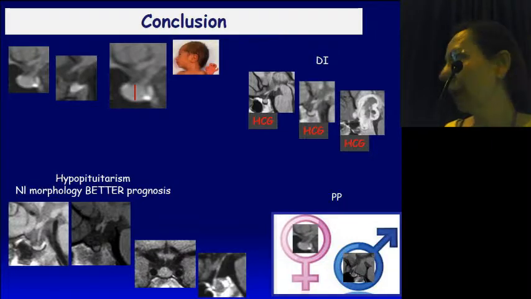And if you have a child with hypopituitarism, with normal morphology of the hypothalamo-pituitary axis, even if the pituitary gland height is small, the prognosis is better. You can give replacement therapy and the child goes perfect. But if you see a lack of pituitary stalk or even a hypoplastic pituitary stalk, of course you inject contrast to see the hypoplastic pituitary stalk, the prognosis is worse even if the child takes growth hormone replacement therapy.